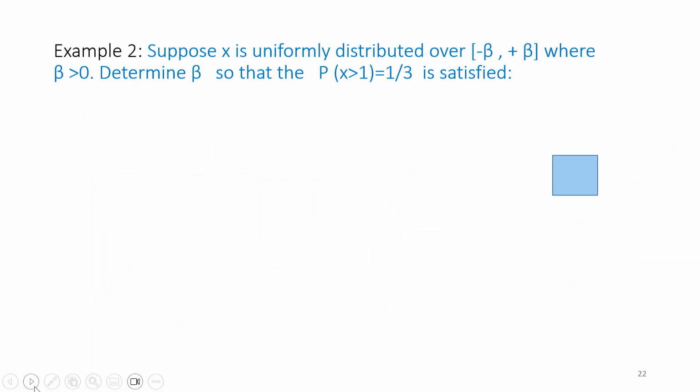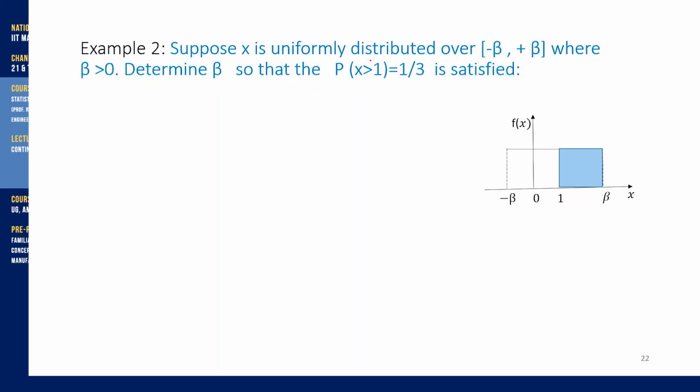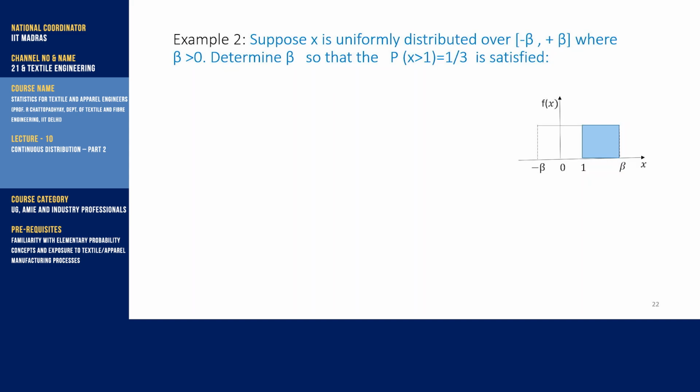Another problem we are going to discuss now. Here is again another uniform distribution we have drawn, and what it says, suppose X is uniformly distributed over minus beta to plus beta. So here is plus beta point exactly here, and minus beta is somewhere here, where beta is greater than 0. So beta may be 2, maybe 3, maybe 1, maybe whatever it is.